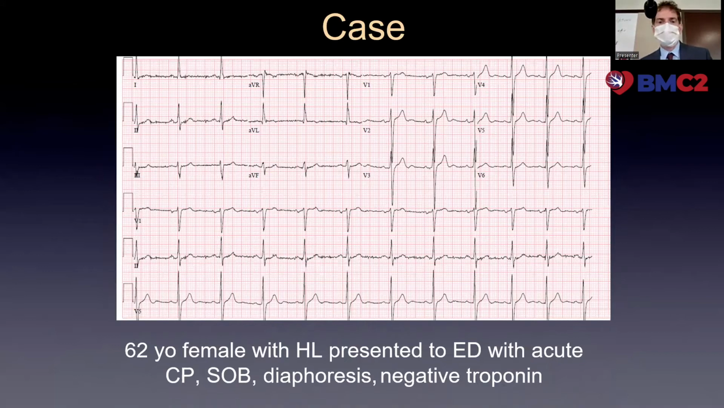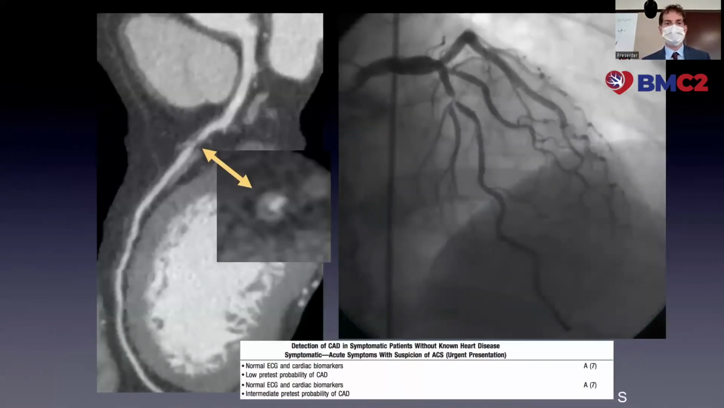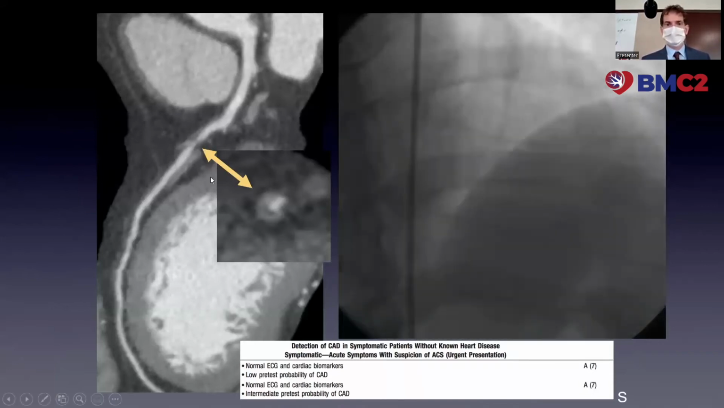Here's a 62-year-old with hyperlipidemia, came in with acute chest pain, acute shortness of breath, breaking out in a heavy sweat, all kinds of things that make you think about acute coronary syndrome. But she had negative troponin, so maybe this is unstable angina, maybe it's non-cardiac chest pain. And she had a coronary CT, which showed a very, very tight lesion in her artery right here.